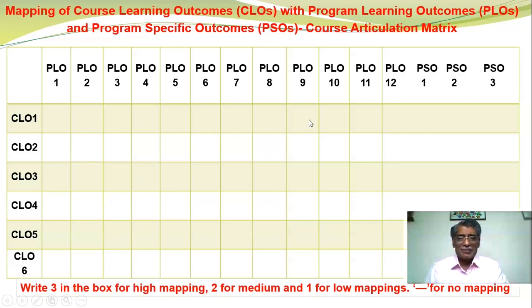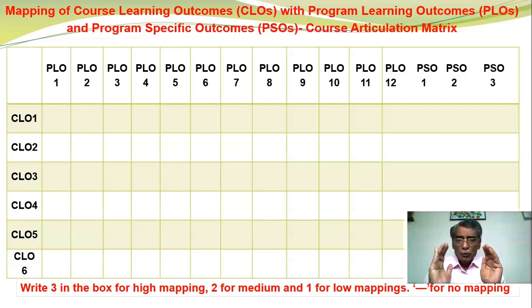Dash there. Okay. Now, it is not necessary that all the 6 CLOs of a particular course should map with all the PLOs and PSOs. It is not necessary at all. Right? There may be some dashes here. There may be some ones here. But one very important point I must tell you here.